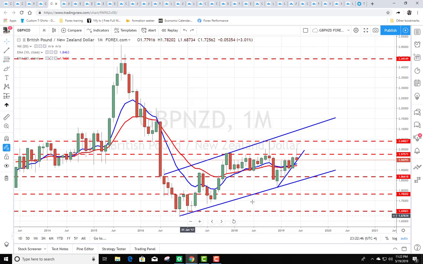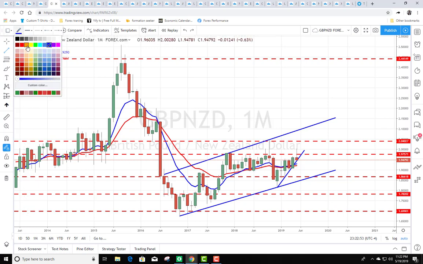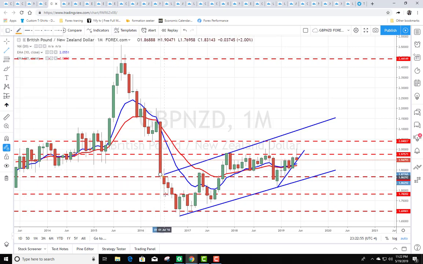But one thing that I have noticed is these channels right here. They have been respected. Price came down, and this is what I love about channels, right? This is a range market, right? Market is ranging between these two points right here.